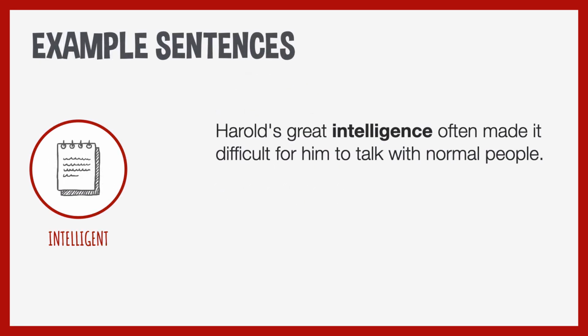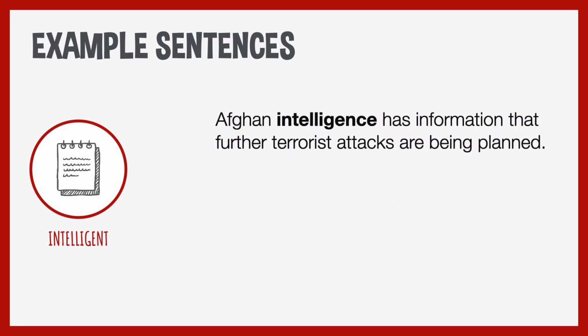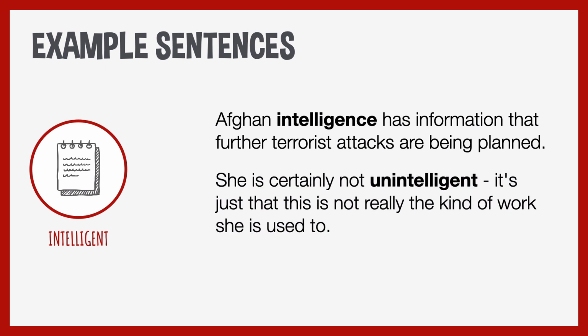And some example sentences: Harold's great intelligence often made it difficult for him to talk with normal people. He is an extremely intelligent person, almost a genius. Afghan intelligence has information that further terrorist attacks are being planned. So in this context, the word intelligence is the organisation that monitors criminals, maybe terrorists as well. She is certainly not unintelligent, it's just that this is not really the kind of work she is used to.